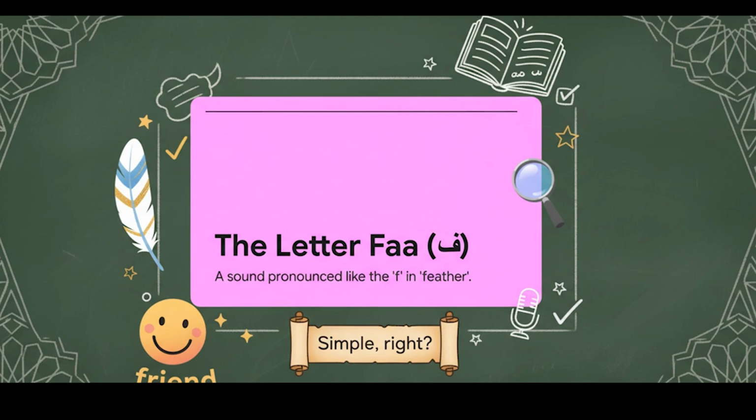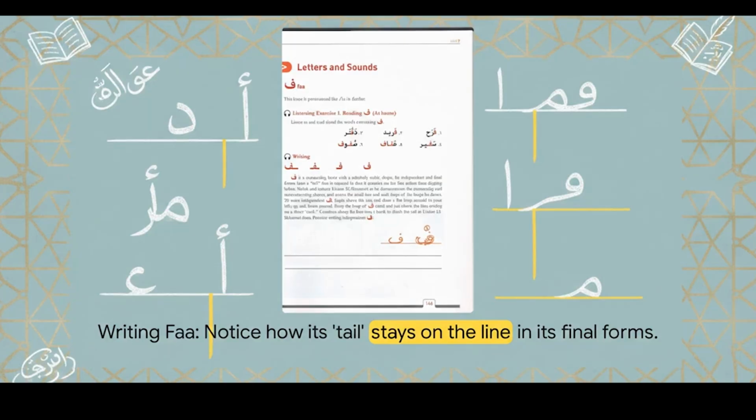First up is fa, and you're in luck. This one is super easy for English speakers. The sound is exactly what you think it is. It's the F in words like feather or friend. The sound is just fa. See? Simple, right? Now, let's take a look at how to actually write fa.